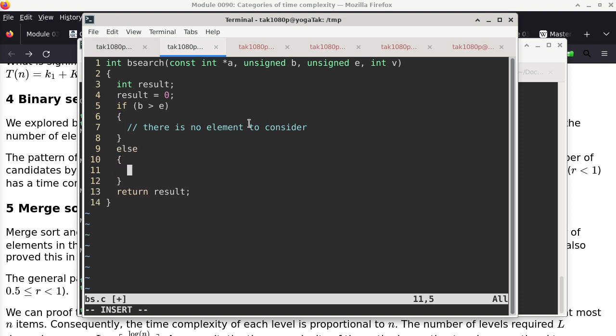All right, so the else case is the one where we have at least one element to consider, because when B and E are the same, we still have one single element to consider. It's just that that element is both the beginning and also the end of the range inside the array that we need to consider. Is that okay?